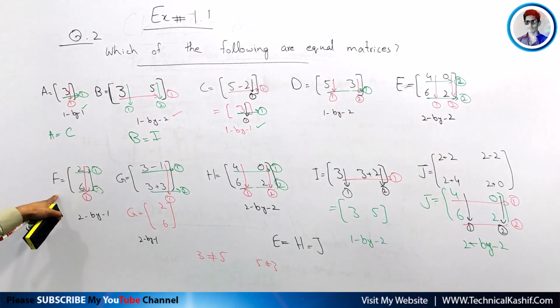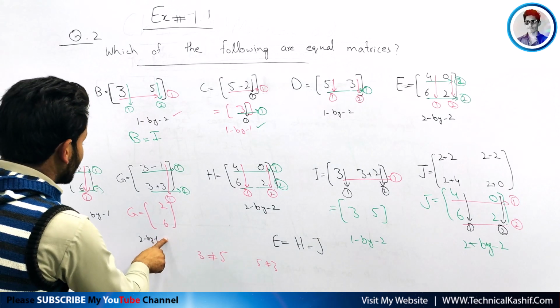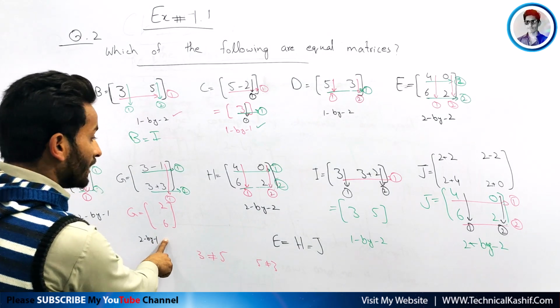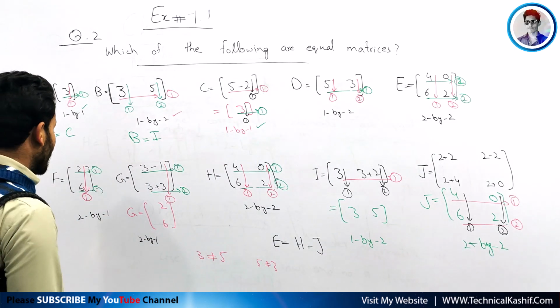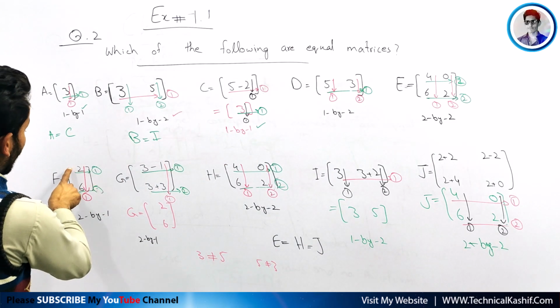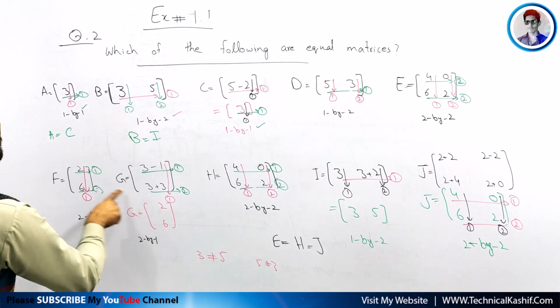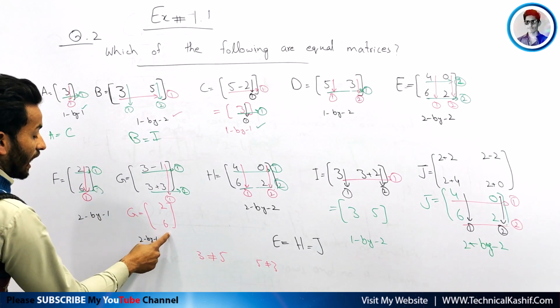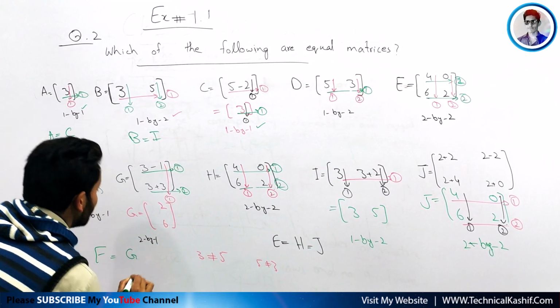Now let's see the F matrix having order 2 by 1. Also matrix G having order 2 by 1. And there is no other matrix having order 2 by 1. Their entries are: the first one is 2 and the second one is 6, and here also the first entry is 2 and the second is 6. So F matrix is equal to G matrix.